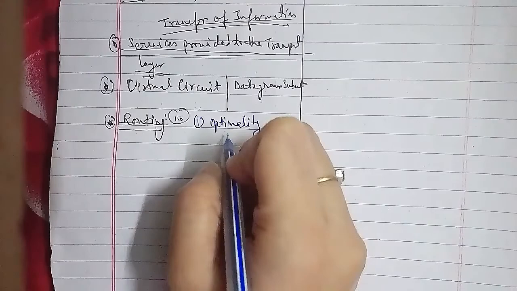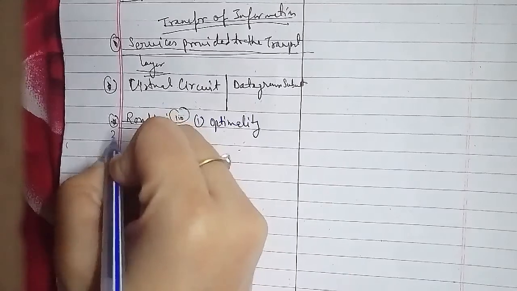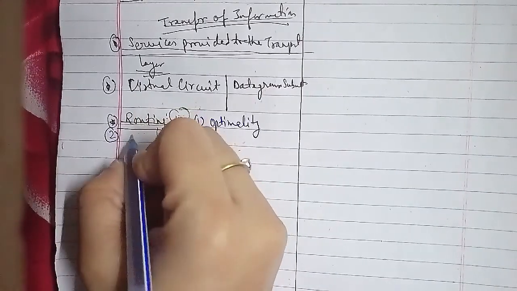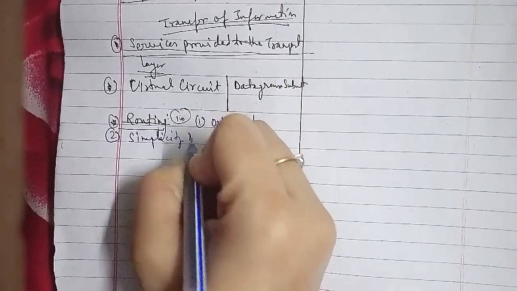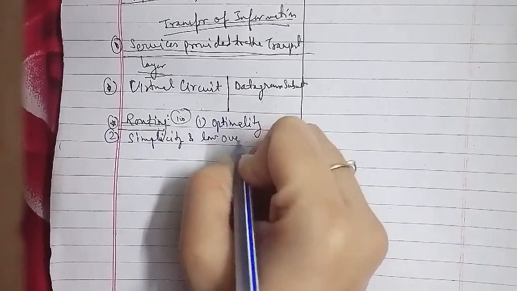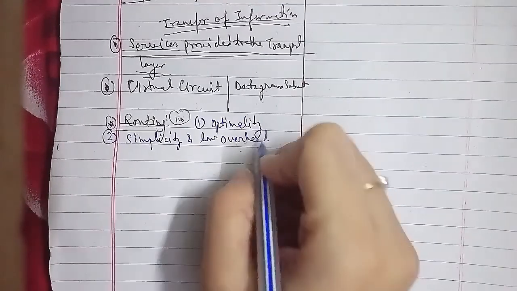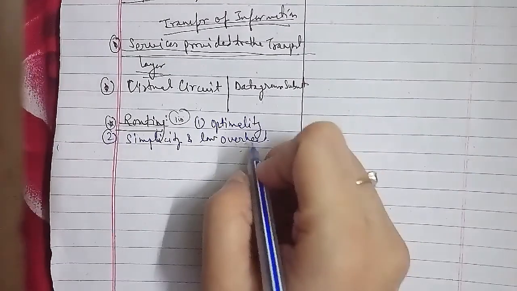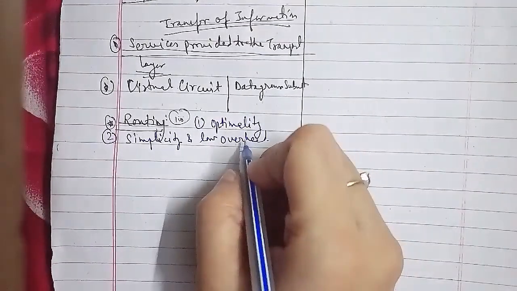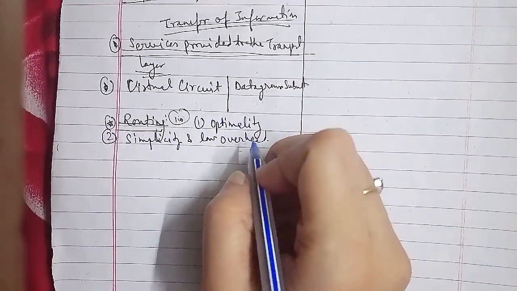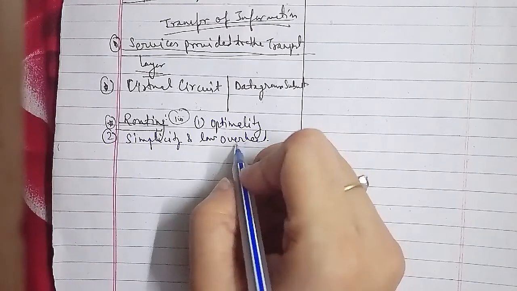The second is simplicity and low overhead. Routing algorithms are also designed to be as simple as possible. In other words, the routing algorithm must offer its functionality efficiently, with a minimum of software and utilization overhead. Efficiency is particularly important when the routing algorithm must run on a computer with limited physical resources. We'll go ahead with the third one here.